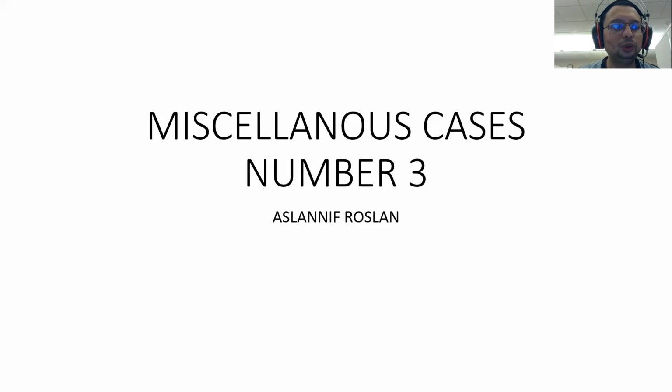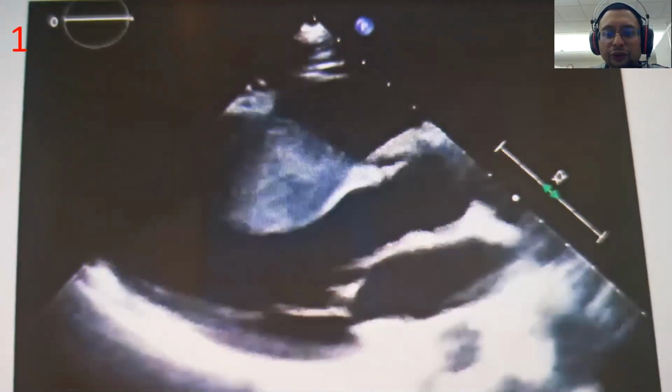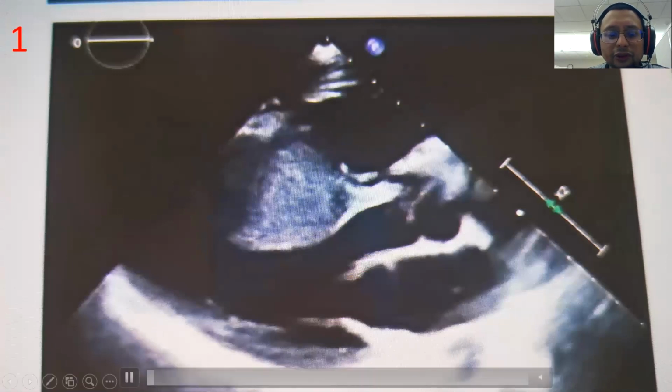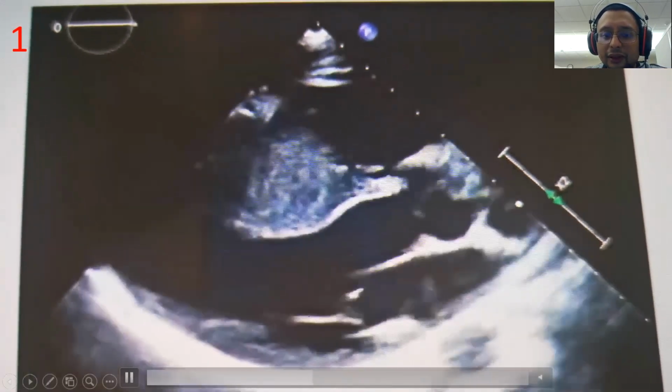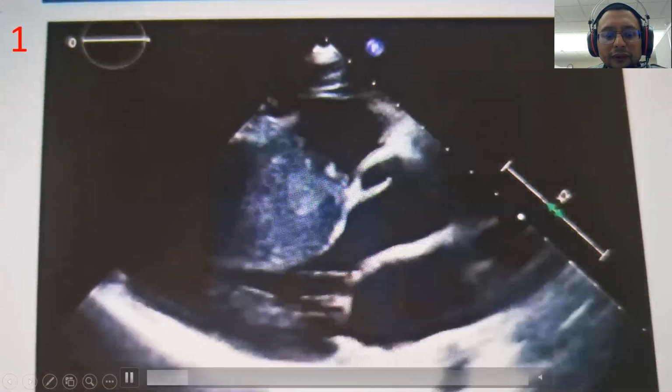So we try to do two groups of cases if we have the time, right? So let's go to case number one. This is a parasternal long axis view, okay? Parasternal long axis view, can you see that? Any abnormalities? The interventricular septum is very thick.